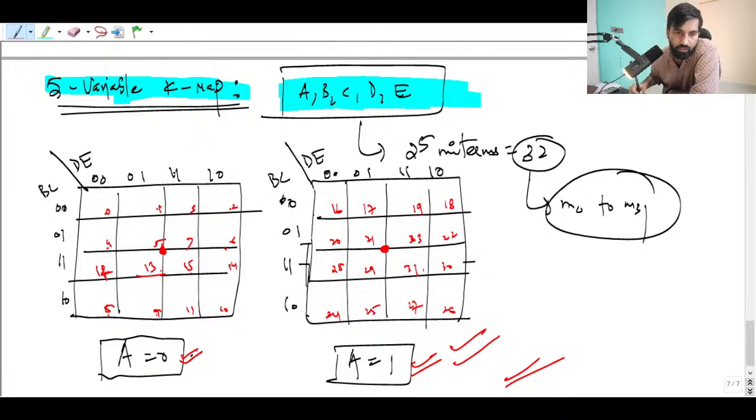So if you look at a quad, what are the possibilities we can have for a quad on the 5 variable K-map? So let me indicate that also.